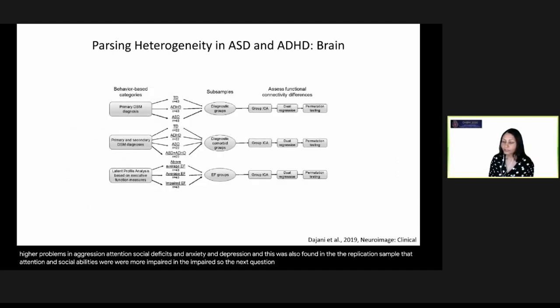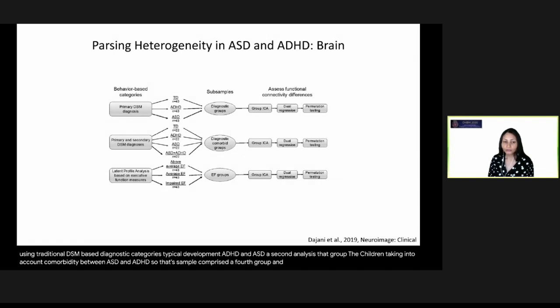So the next question we had was, do children who fall within these three behavioral executive function classes exhibit differences at the neural level? So here we stratified the samples in three different ways. One, using traditional DSM-based diagnostic categories: typical development, ADHD, and ASD. A second analysis grouped the children taking into account comorbidity between ASD and ADHD. That sample comprised a fourth group.